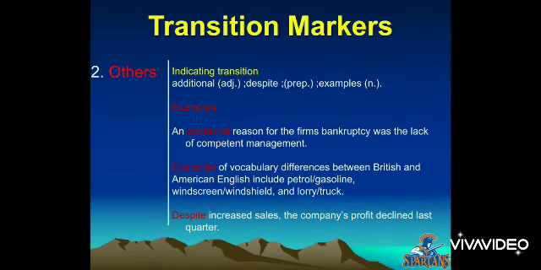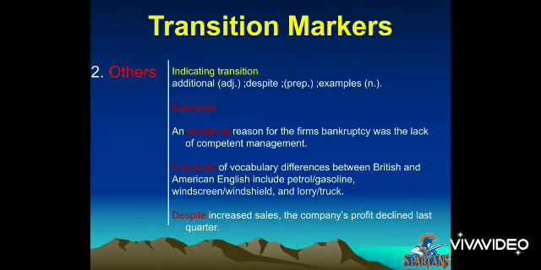There are transition markers which do not belong to any one of the previous two categories, so we can simply classify them as others. They are used to indicate transition at the other two. For example, we have words like additional, despite, examples. These are transition markers. Let's see how they are used in sentences.